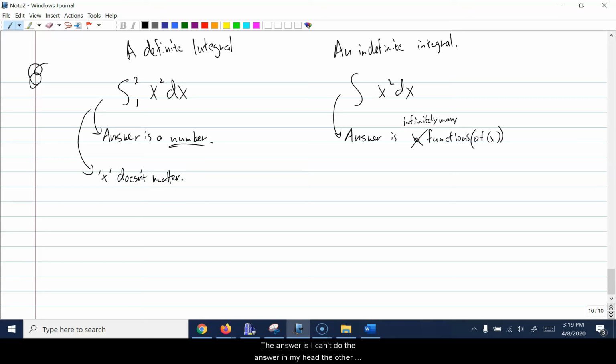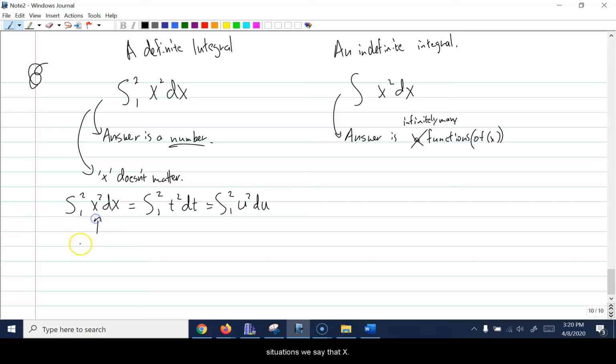The answer is, I can't do the answer in my head. The answer is some number, and that number is the same no matter what your choice of x is. So the integral from 1 to 2 of x squared dx is the same as the integral from 1 to 2 of t squared dt, is the same as the integral from 1 to 2 of u squared du. The choice of letter doesn't matter. In these situations, we say that x or t or u is a dummy variable.